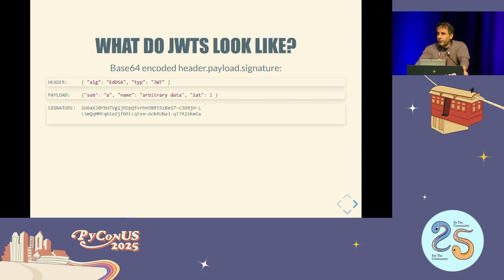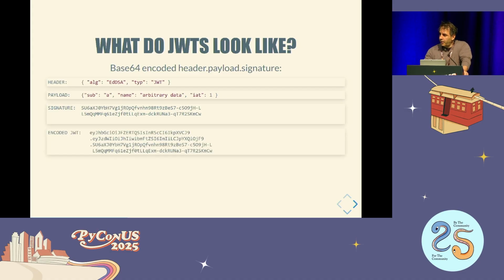Then there's a signature. This is a base64 encoded signature, and this is a cryptographic signature, which ideally only the authentication server could produce, and nobody else could produce. And the signature validates the payload, so you know the payload hasn't been tampered with. And then the final encoded JWT that you'll see in your HTTP headers is going to be the base64 encoded versions of all these concatenated with dots.